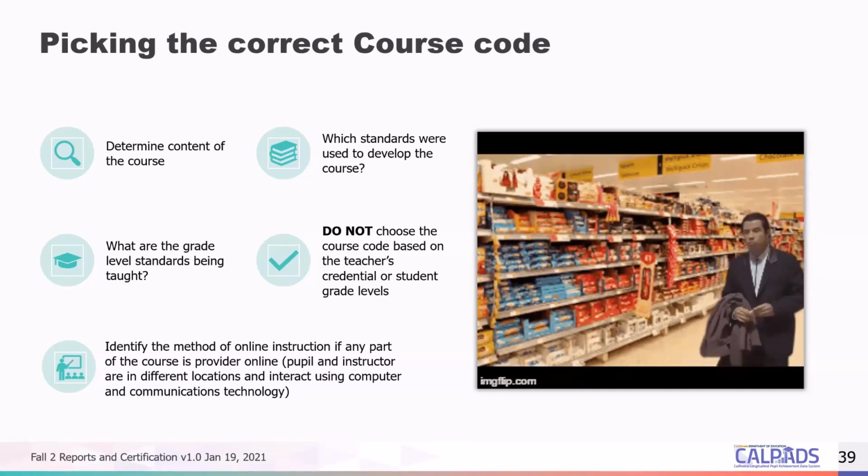Then you want to consider what standards are used to develop the course. So we have current content standards like Common Core. You have previous content standards like NCLB. You have some courses that have no determined standards, right? So there are certain elective courses that have no standards. You have courses like student aide, where there are no specific state standards. There are some courses without standards.